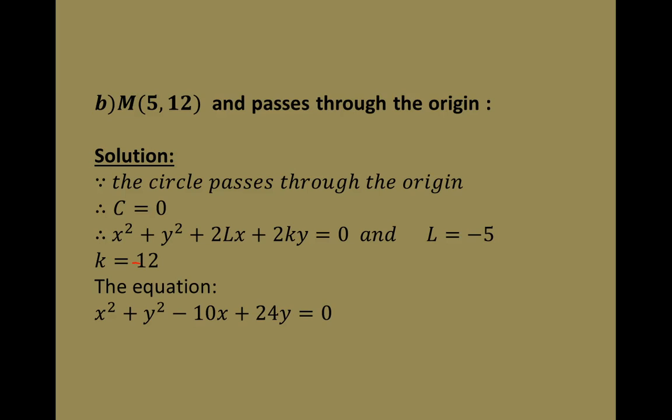Then x power 2 plus y power 2, and 2lx equals 2 times negative 5, negative 10x, plus k equals negative 12. Here 2 times negative 12 equals negative 24. Then here negative 24y and the c equals 0. Therefore the general equation of this circle is x power 2 plus y power 2 minus 10x minus 24y equals 0.